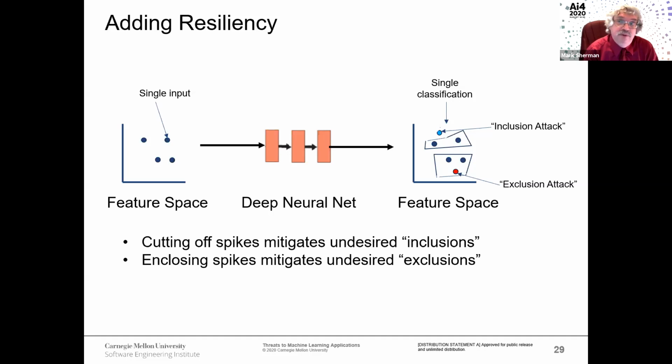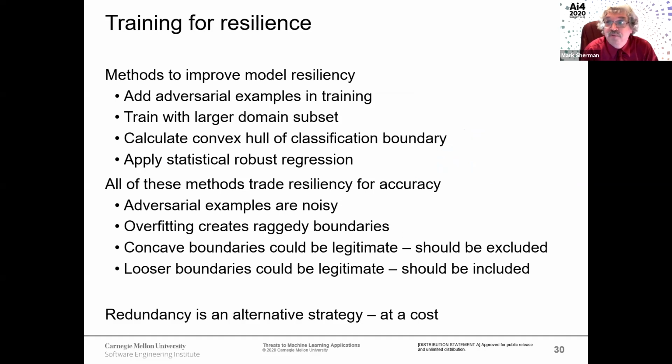So now you won't get the banana called an orange, but you will get the banana that is supposed to be a banana. However, there are lots of ways to do that, and they all have trade-offs, sometimes in accuracy, sometimes in resiliency. Some of the ways you can carry out those exercises: you can add adversarial examples in the training. You can train with a larger domain set. You can calculate the convex hull. That's a way to fill in the spikes. You can apply statistical robust regression. Robust here is a statistical mathematical comment, not a cybersecurity comment. If you like, that's a way to cut off those spikes. But all of these trade resiliency for accuracy.